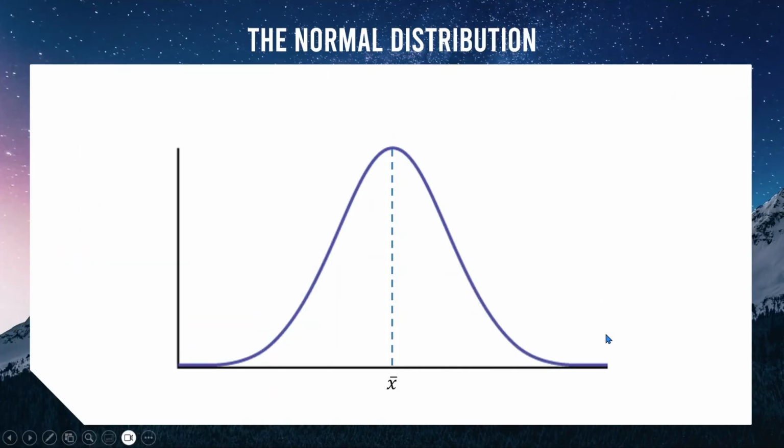Okay, so let's run through a quick example. So we have a normal distribution bell curve like this. In the middle, I've got x bar, which means the mean. And that's actually the same thing as the median and the mode. So mean, median, mode, all in the same place.